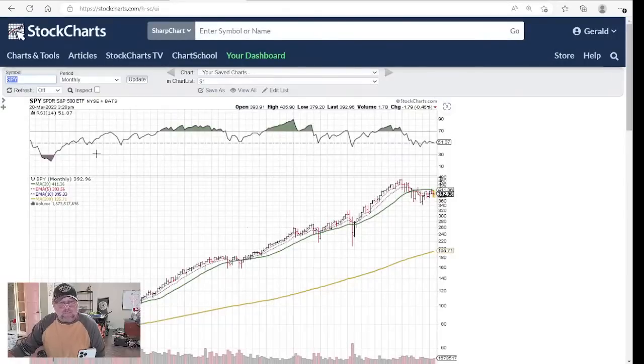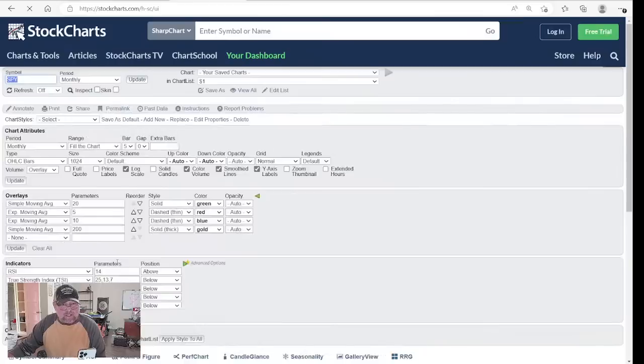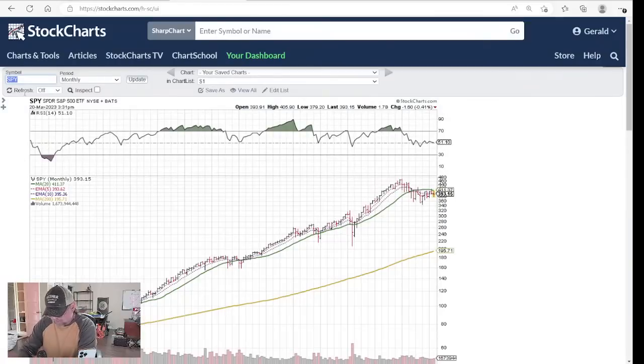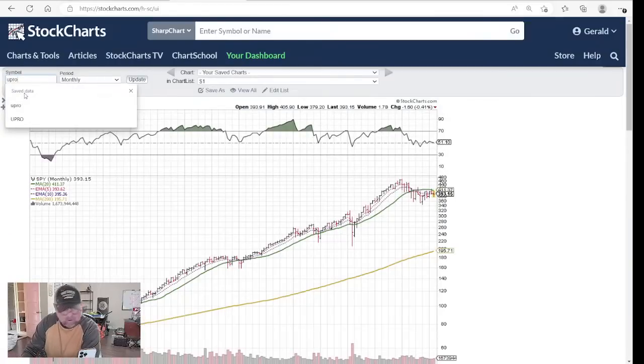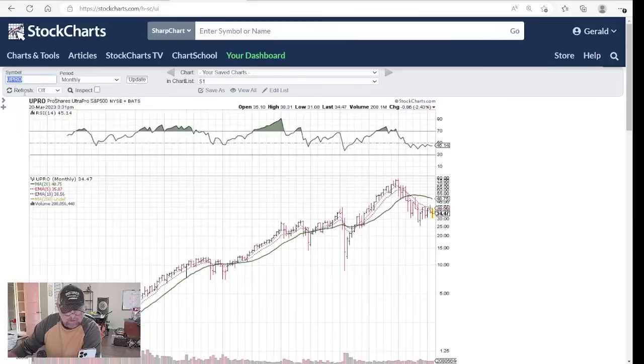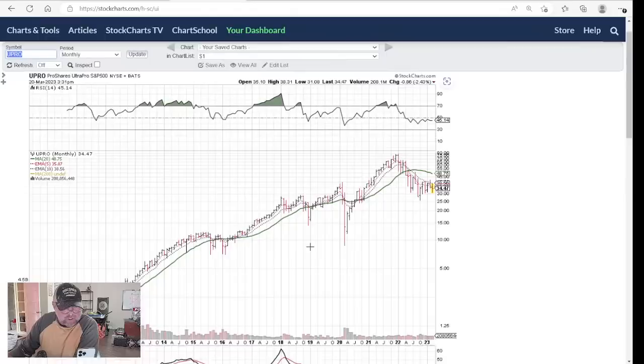Look at this, the S&P. Let's go to the daily. Hold on a second. I want to show you something. Go to the U Pro. Look at this. This is the U Pro. Let me show you something none of your friends know right now. This is a triple leverage to the S&P 500. This here is a monthly chart.